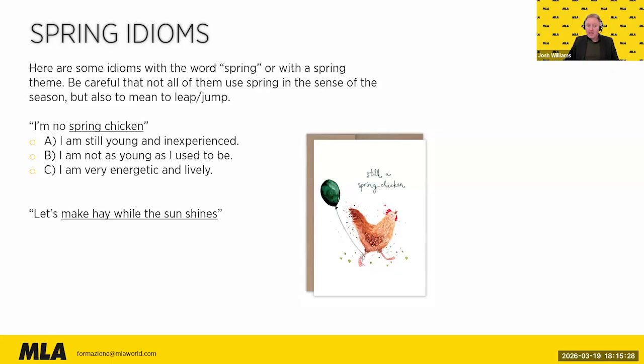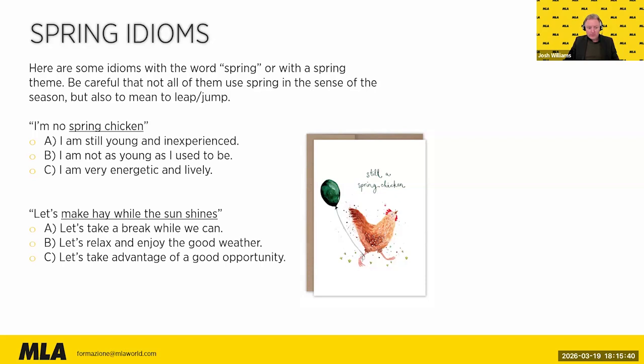We have "let's make hay while the sun shines", so something that could be happening in spring. Does it mean A, let's take a break while we can? B, let's relax and enjoy the good weather? Or C, let's take advantage of a good opportunity? Okay, so let us know which one for spring chicken and which one for make hay while the sun shines.